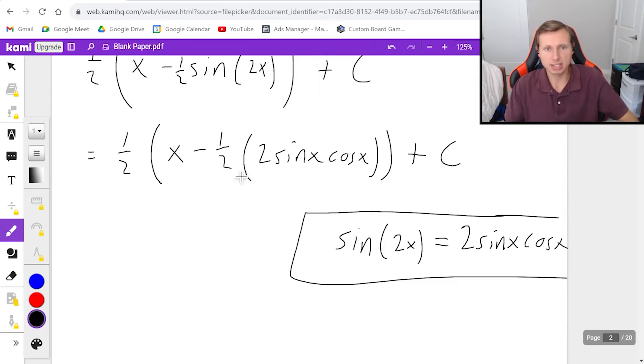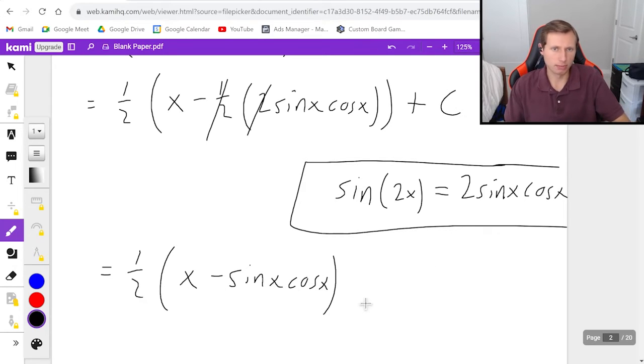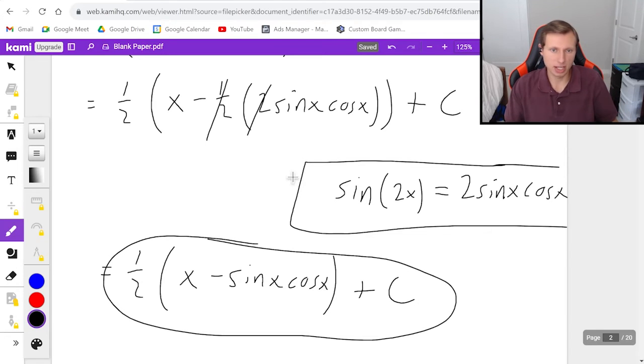If I simplify this, the 1/2 and the 2 here will cancel, and I will get 1/2 quantity x minus sine x cosine x. You can distribute the 1/2 if you want, I don't care, and then plus c. And there's the answer for the even degree.